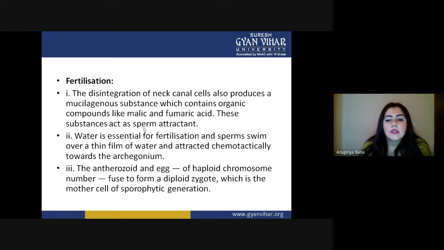The anthrozoid and egg, with haploid chromosome numbers, fuse to form a diploid zygote. We know the egg has a haploid number, and the anthrozoid coming here is also haploid. So both haploid cells fuse and make a diploid zygote, which is the mother cell of the sporophytic generation. Until the spore, we were studying the plant in the gametophytic generation. Now the plant goes to the sporophytic generation when the zygote forms. So the zygote is the first cell of the sporophytic generation of the plant again.